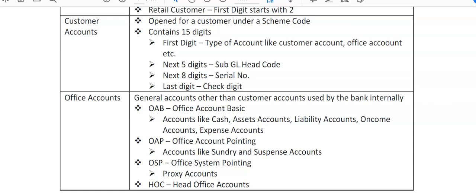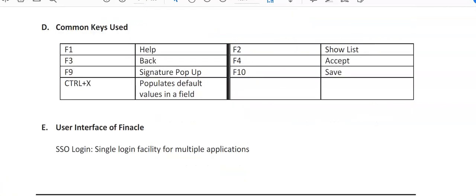Next is HOC, that is head office accounts. So I have given you very briefly about customer accounts and office accounts. So friends, again there are certain common keys used in the Finacle system. F1 is for help, F2 for showing a list, drop down, when you want to see the list. When I'll be showing the actual screenshots, you can have this idea. Or now we have this drop down, so you mouse click on it and you can work on it.